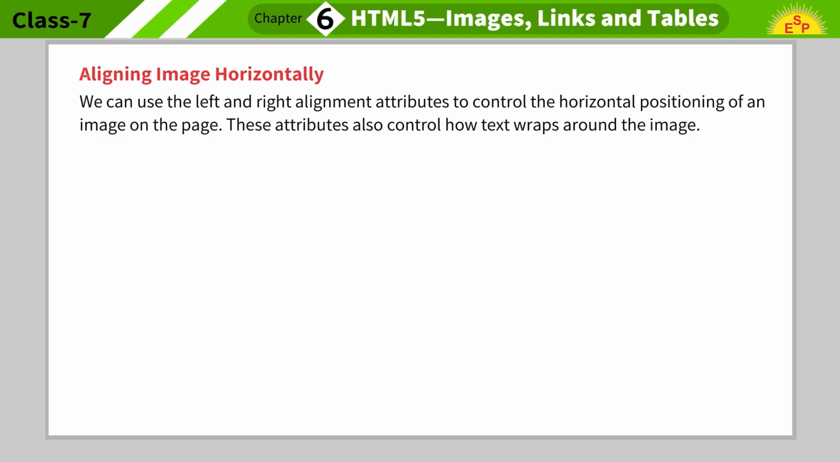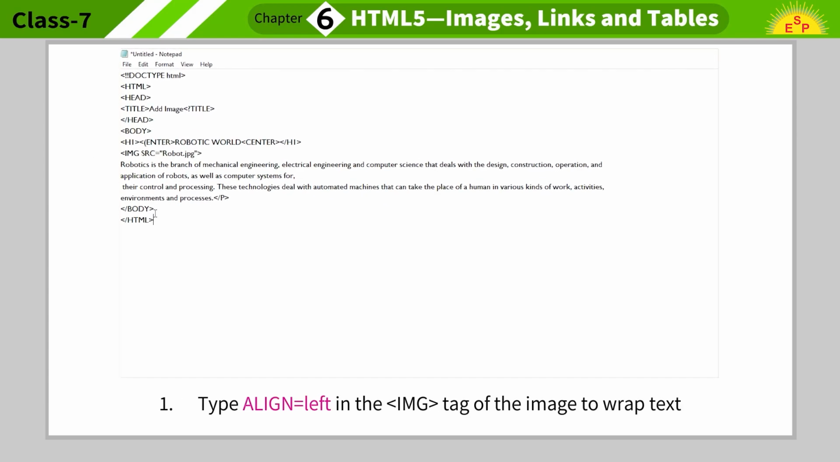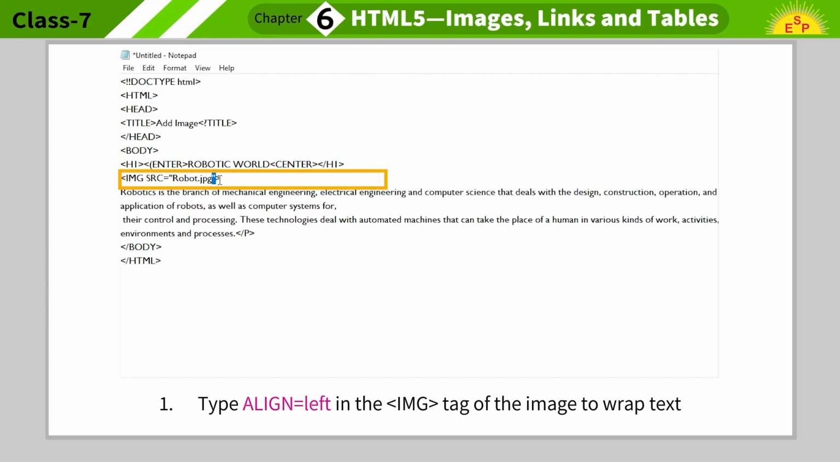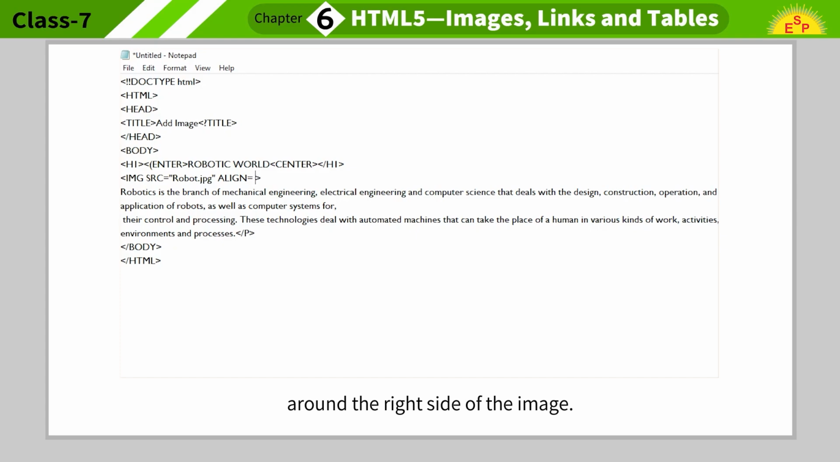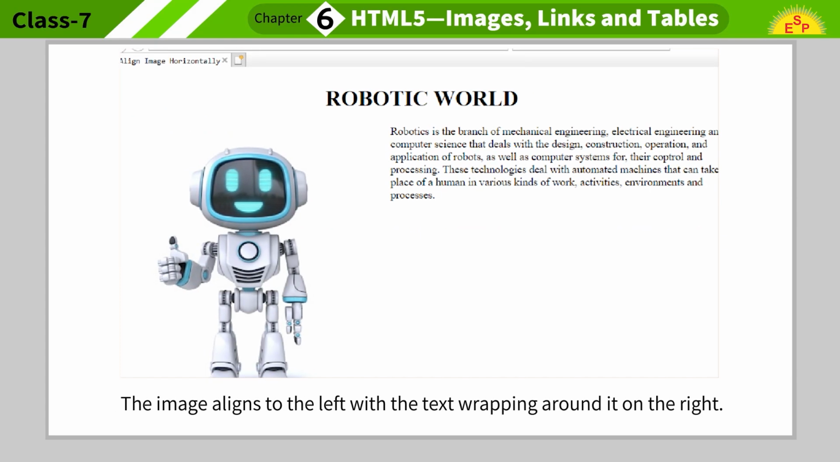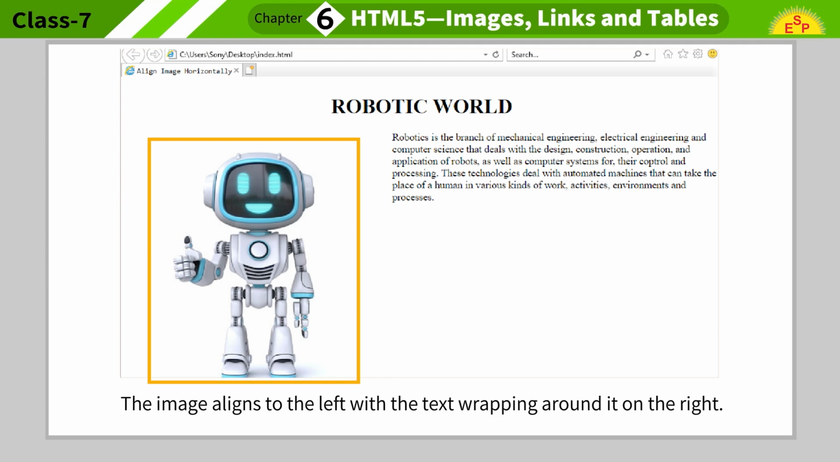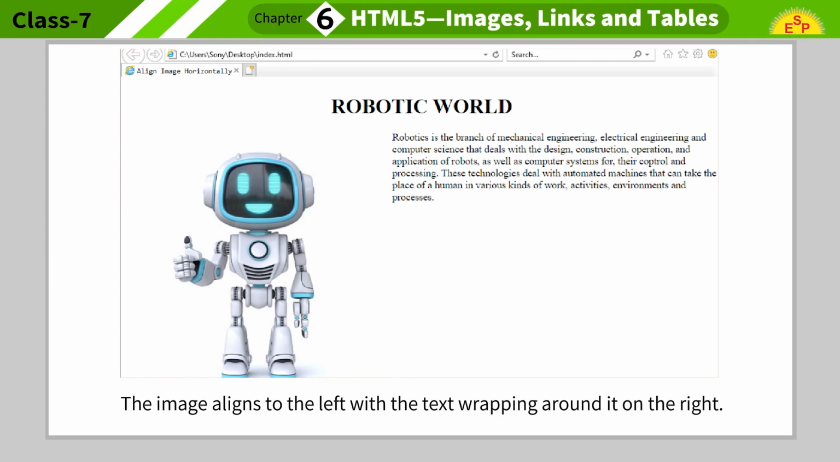Aligning an image horizontally. We can use the left and right alignment attributes to control the horizontal positioning of an image on the page. These attributes also control how text wraps around the image. Follow the steps to horizontally align the image. Step 1. Type align equal to left in the IMG tag to wrap text around the right side of the image. The image aligns to the left with the text wrapping around it on the right.